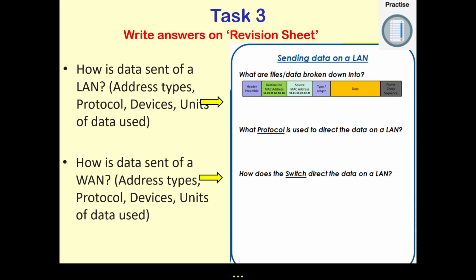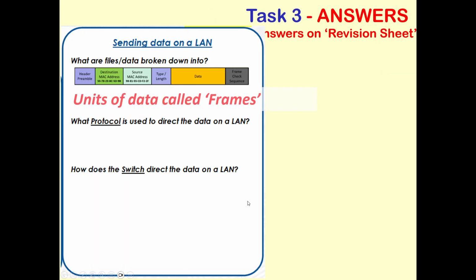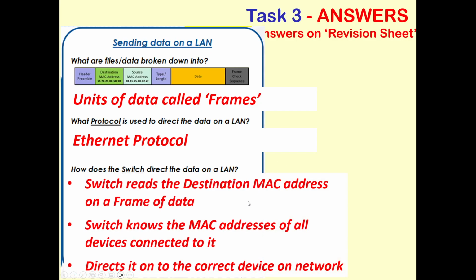Okay, purple pen ready to add to your answer for anything you might have missed. Data is broken up into units of data called frames. The Ethernet protocol is used to direct the data on a LAN. And how does the switch direct the data? It reads the destination MAC address on a frame. It knows the MAC addresses of all devices connected to it, and it directs the data onto the correct device on the network. Add to your answers, please, and once you're done, let's move on.